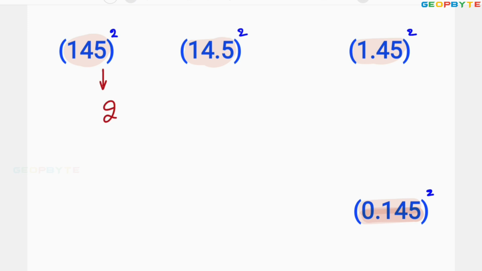5 square equal to 25. Then what is the number after 14? 15. You multiply 14 and 15 is equal to 210. 21025 be the value of 145 whole square.